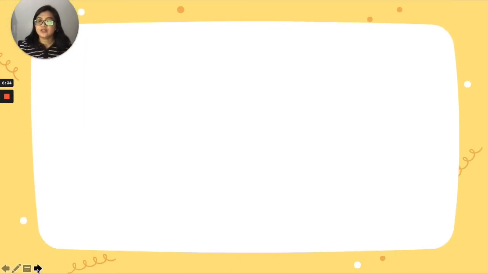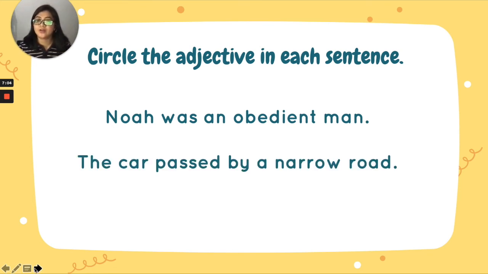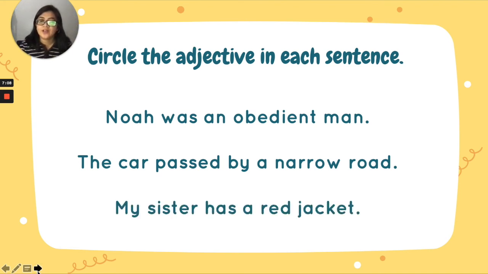Now, let's try, or you try. I will give you 5 counts to circle or to think of which one in the sentence is the adjective. Noah was an obedient man. The next one: the car passed by a narrow road. Then we have the third: my sister has a red jacket. I will give you 5 seconds for each sentence for you to answer. For the first sentence, which one do you think is the adjective?